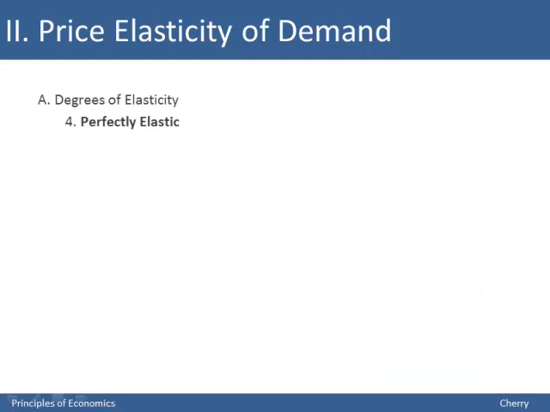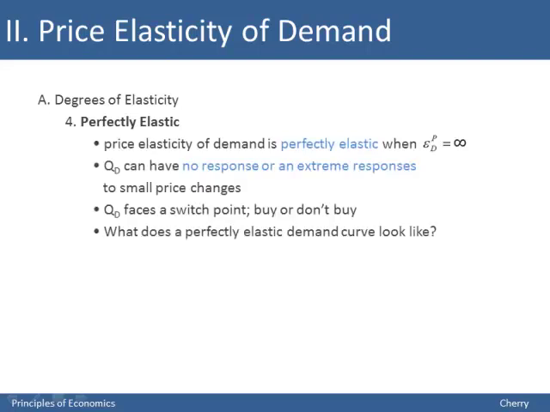The fourth case is perfectly elastic, which is a special case of elastic demand. And that's when the price elasticity of demand is undefined. In this case, quantity demanded can have no response to a price change, or it can have an extreme response. So there'll be a switching point. You either buy all you need or you don't buy anything. There's no marginal decision making.